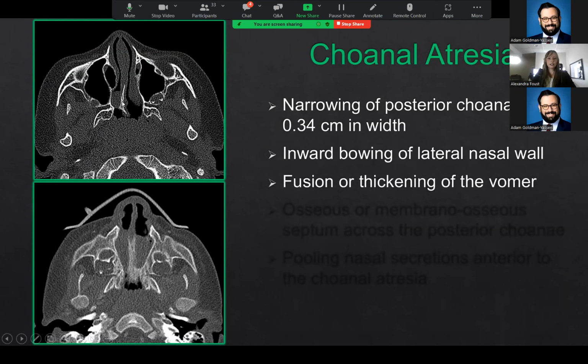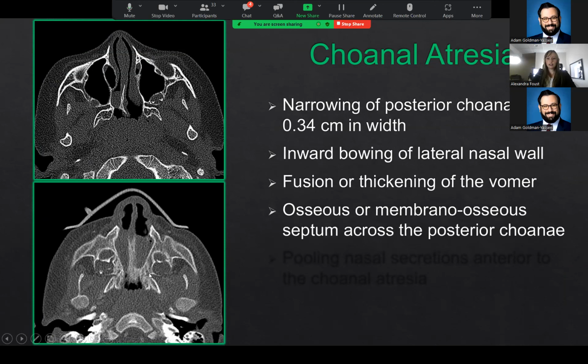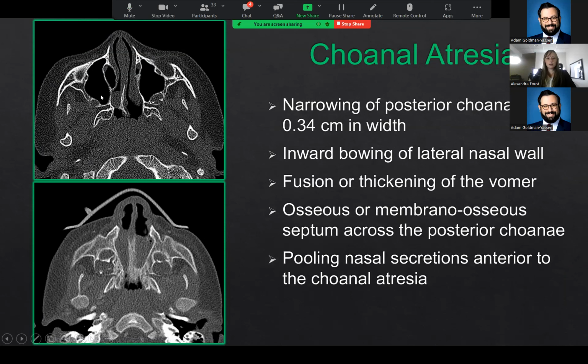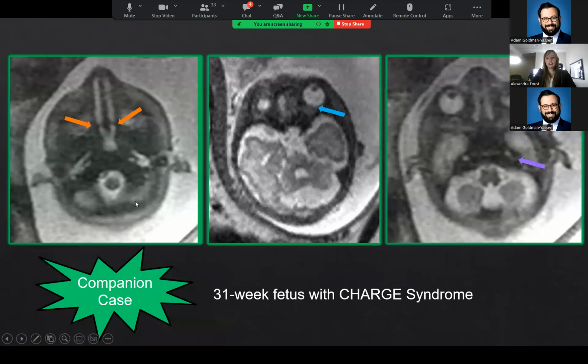If it's unilateral, you'll see thickening only on the side where there is actual atresia. If it's bilateral, the whole vomer will be thickened. And you should see this little osseous or membrano-osseous atresia plate that extends across the back of the defect. Often you'll also see pooling nasal secretions, and that can be another helpful finding.